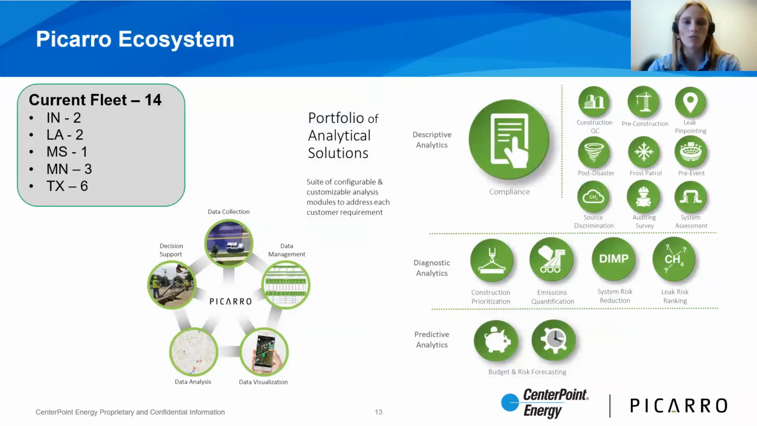Okay, so our current fleet, Julian mentioned, we do have about 14 cars in the Picarro ecosystem. Just a little background about CenterPoint Energy. We do distribute natural gas in 6 states: Indiana, Ohio, Louisiana, Mississippi, Minnesota, and Texas. We have a few million customers across that region.